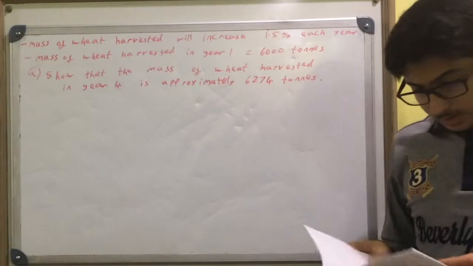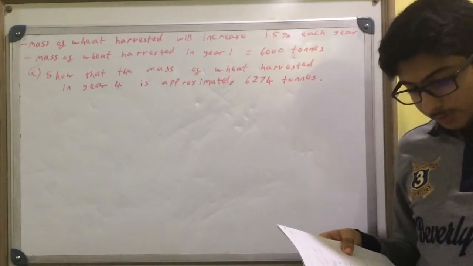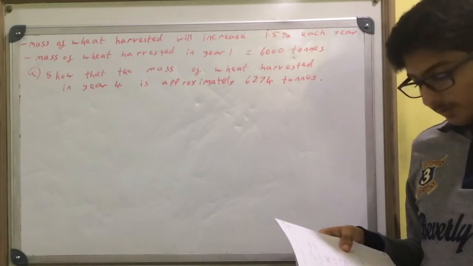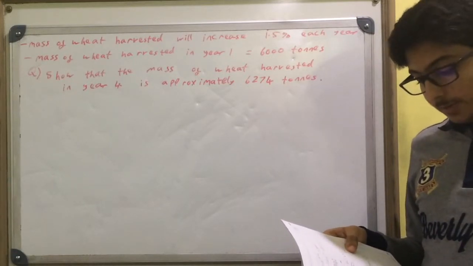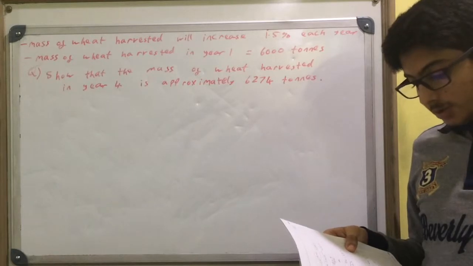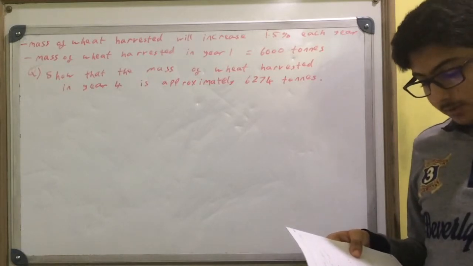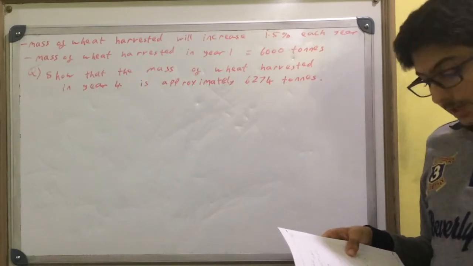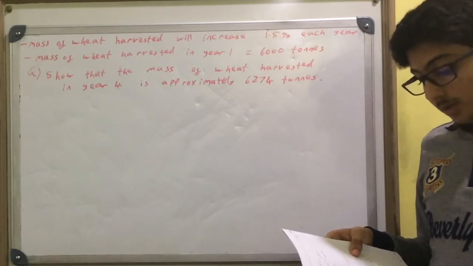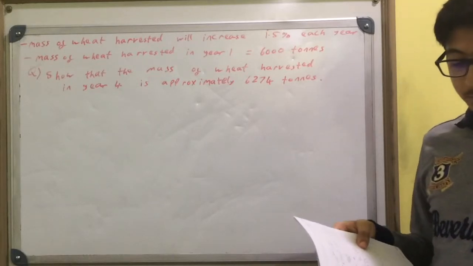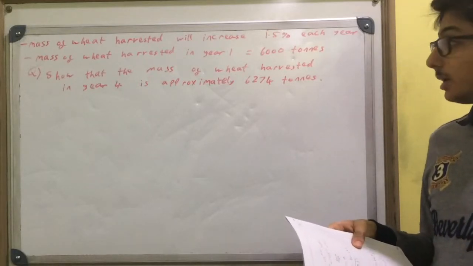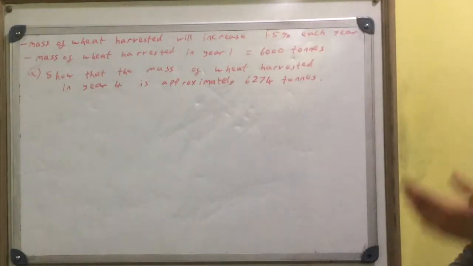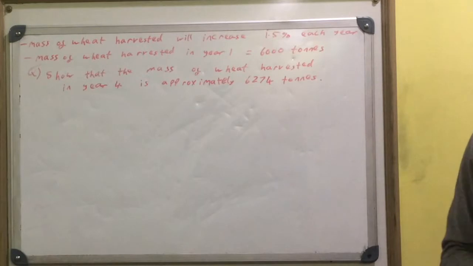So the wheat is to be grown on a farm. A model predicts that the mass of wheat harvested on the farm will increase by 1.5% per year, so that the mass of wheat harvested each year forms a geometric sequence. Given that the mass of wheat harvested during year 1 is 6,000 tons, show that, according to the model, the mass of wheat harvested on the farm during year 4 will be approximately 6,274 tons. Pause the video, have a go, then I'll go through it.